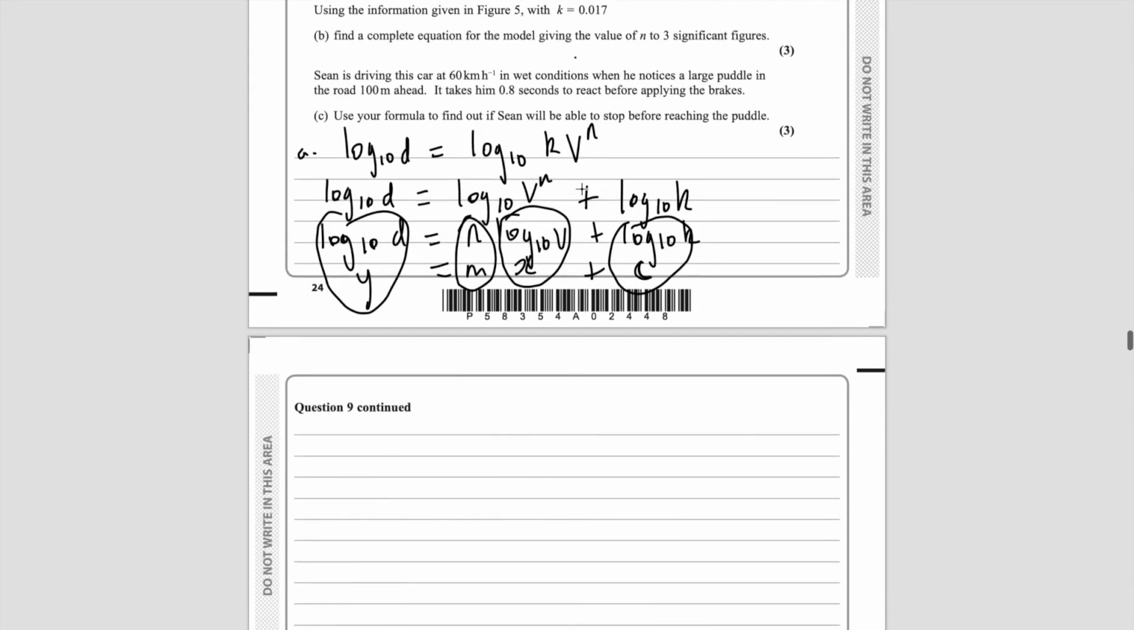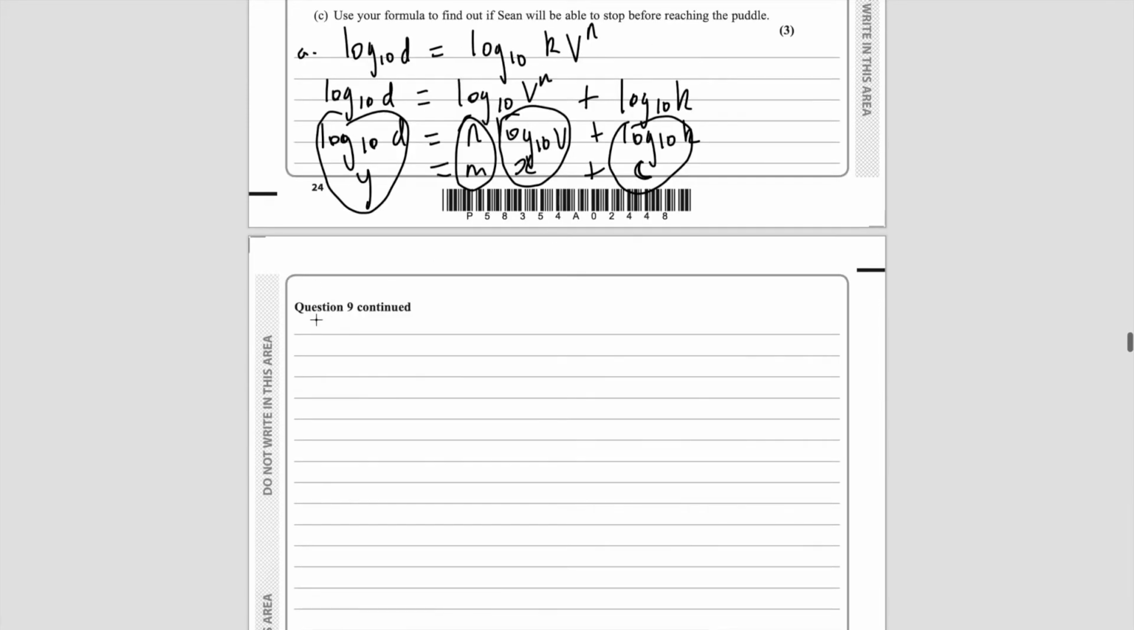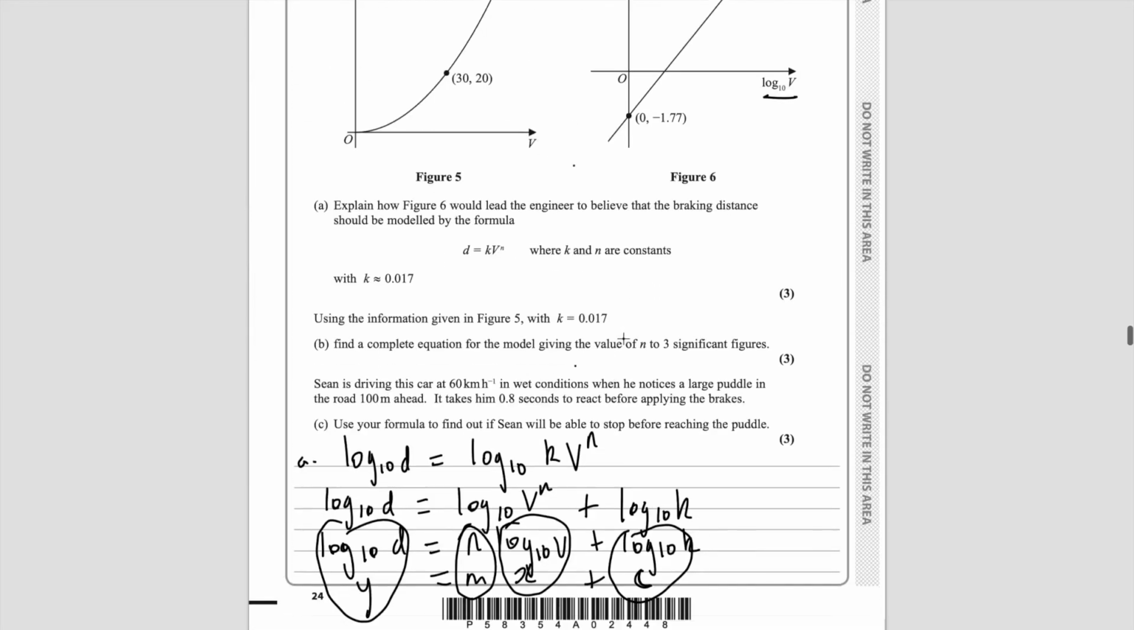And taking that one step further now, we know that log10 k is our y-intercept. We know that the y-intercept is minus 1.77. So we know that log10 k is equal to minus 1.77. We know then that 10 to the power of minus 1.77 is going to equal k. And k is therefore 0.01698, which to two significant figures produces 0.017, validating the engineer's claim.